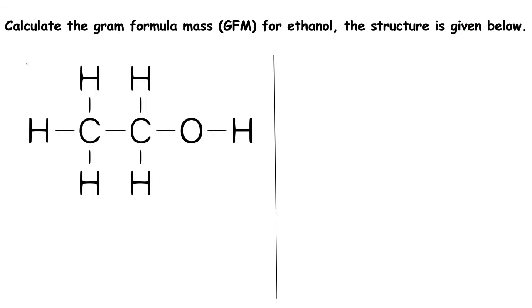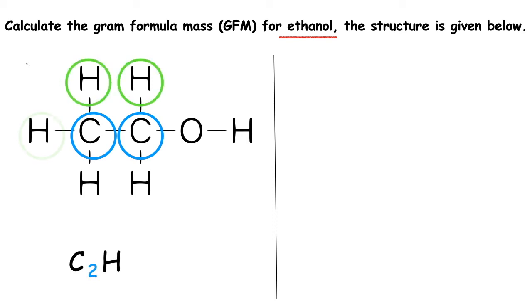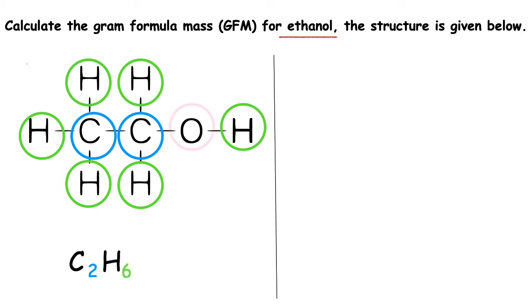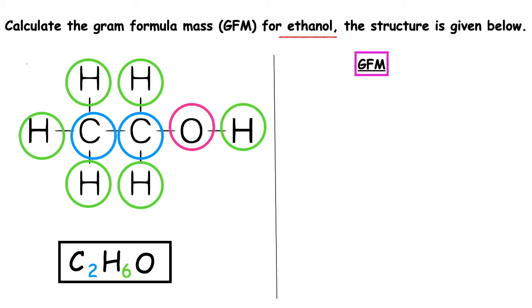Calculate the gram formula mass for ethanol. The structure is given below. We're often asked to be able to write the chemical formula from a full structural formula or a picture of the molecule that we have. What we can see here is that we have two carbon atoms in the middle. So we've got the chemical symbol C, and how many have we got? We've got 2. Hydrogen, the chemical symbol is H. How many hydrogens have we got in this picture? We have 6. And we have an oxygen atom, which has the chemical symbol O, but we've only got 1, so we don't write any number after that. That means that our chemical formula is C2H6O.